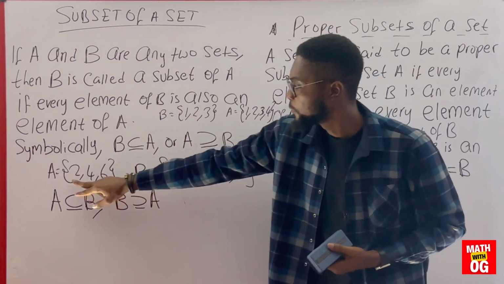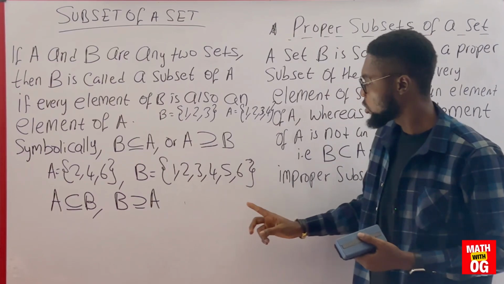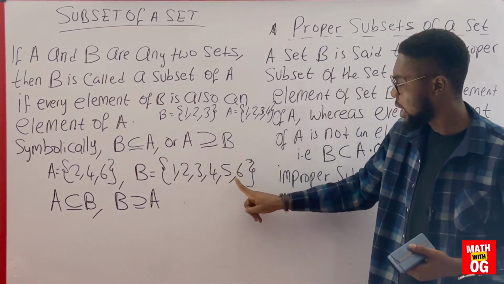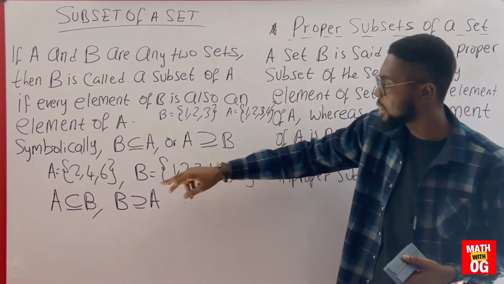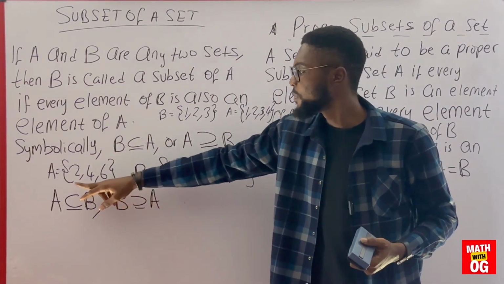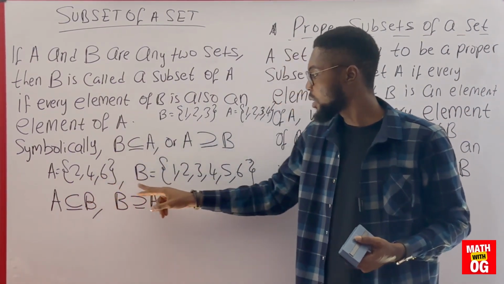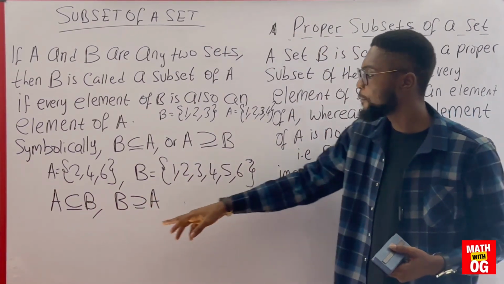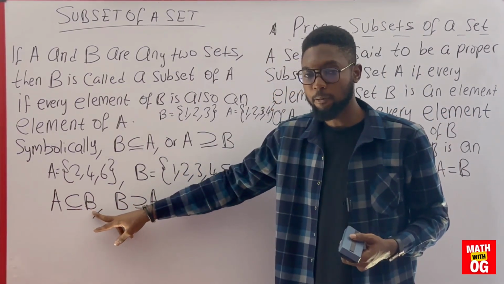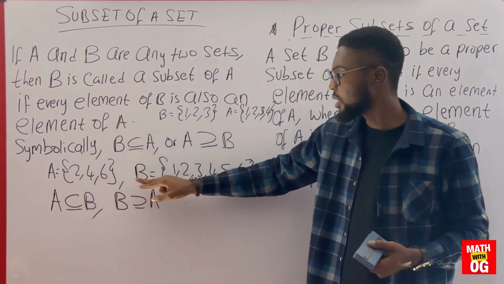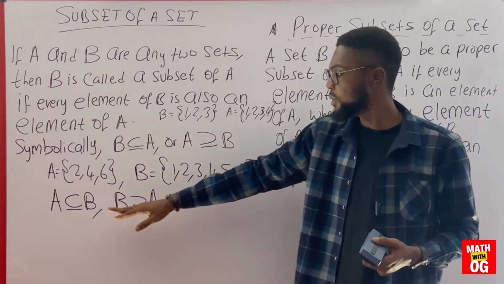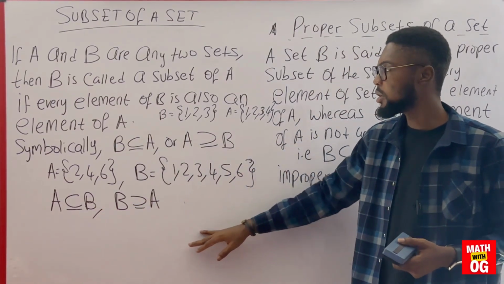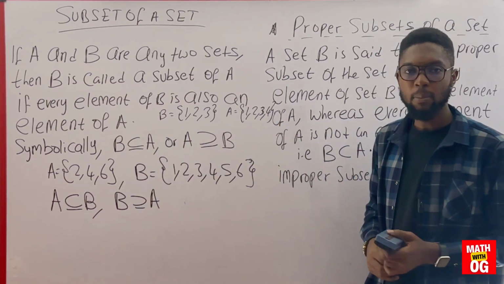As you can see, 2, 4, 6 in set A is also in B as 2, 4, and 6. So since B contains everything you have in A, you can also find them in B. Therefore, A is a subset of B, because everything you find in A, you can also find in B. A is a subset of B, or we say B is a superset of A. So that is all about subset.